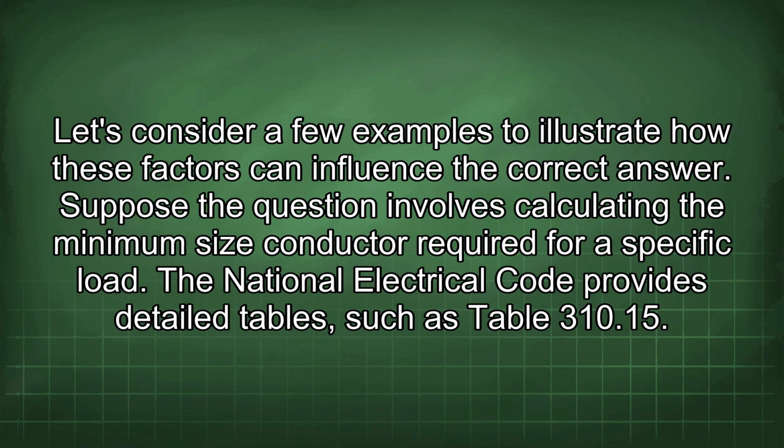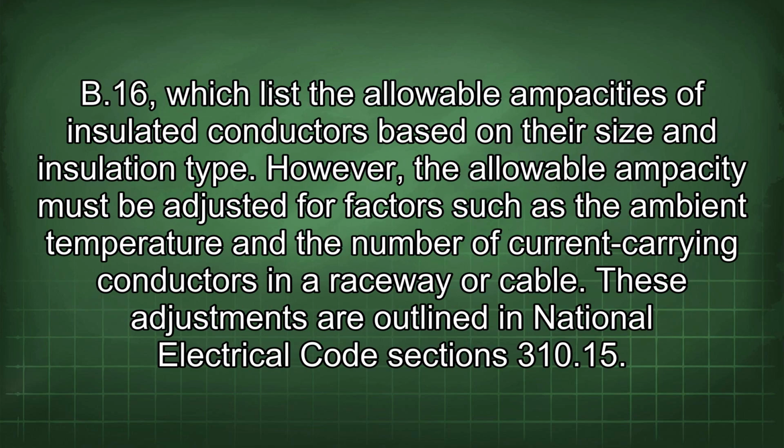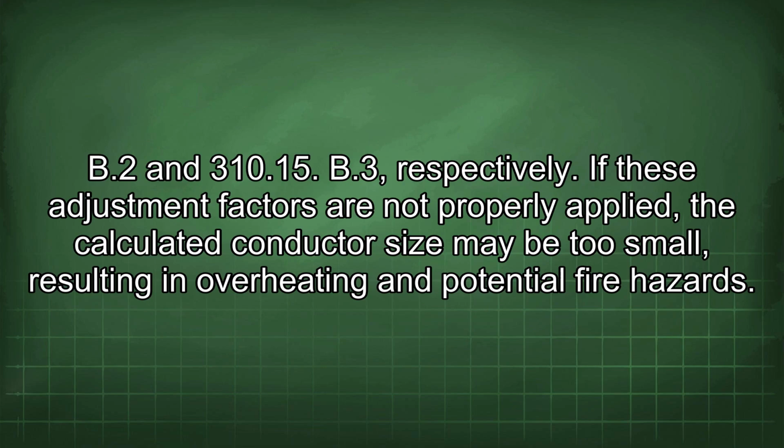Suppose the question involves calculating the minimum size conductor required for a specific load. The National Electrical Code provides detailed tables such as Table 310.15(B)(16), which lists the allowable ampacities of insulated conductors based on their size and insulation type. However, the allowable ampacity must be adjusted for factors such as the ambient temperature and the number of current carrying conductors in a raceway or cable. These adjustments are outlined in National Electrical Code sections 310.15(B)(2) and 310.15(B)(3) respectively.